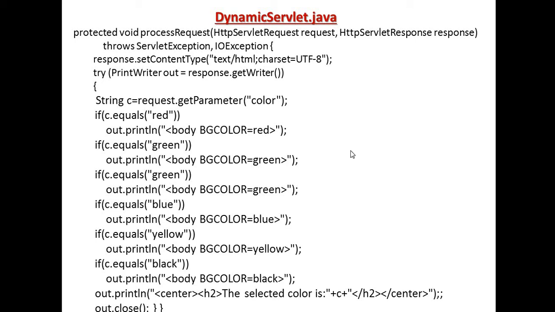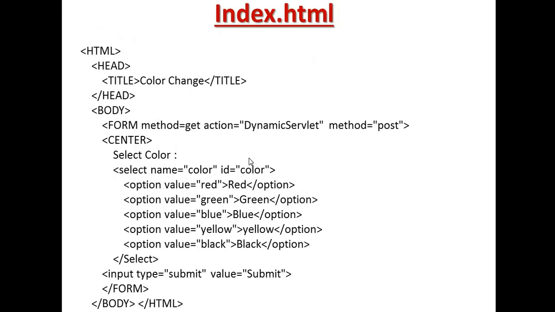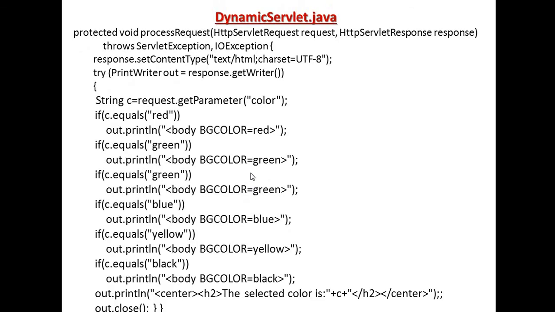While we are running it, we take the input from the HTML page. So String c equal to request.getParameter, where color is the input. As you can see here, I have taken color as an input. And see, if c.equals red, then when we click on the button, out.println body bgcolor equal to red. So the color of the background will become red.